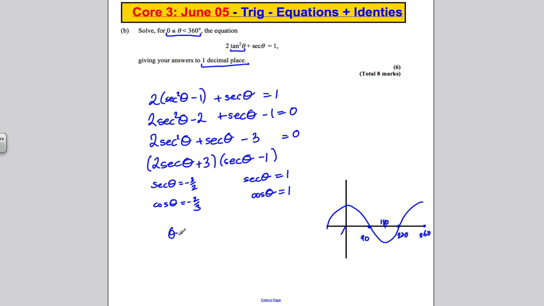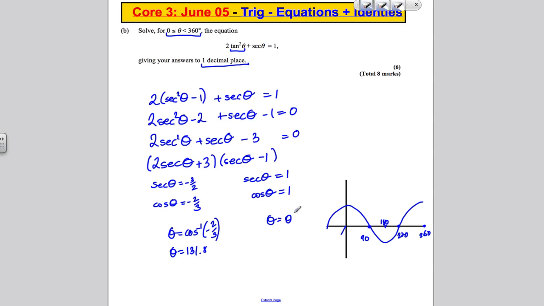If we work out theta, theta is the inverse cos of negative 2/3 for our first value from these. So keep your calculator in degrees mode, inverse cos, negative 2/3. You get yourself 131.8, so theta is 131.8. And from here, if you inverse cos of 1, you get theta is equal to 0.